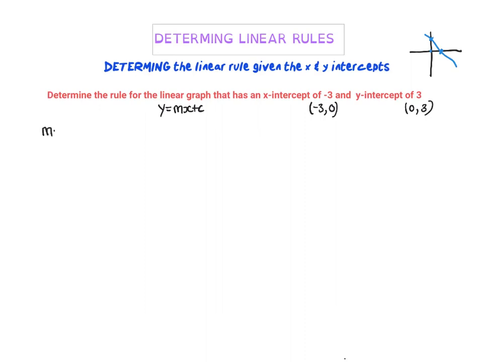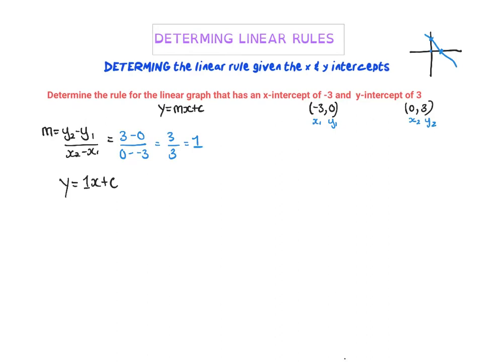So we know that m can be found by using the formula y2 minus y1 over x2 minus x1. So in this case, I'm going to call this first point x1 and y1 and the second point x2 and y2. So when I pop that into the formula, I have 3 minus 0 over 0 minus -3. So we end up with 3 over 3, which could be simplified to 1. So we now know so far that the equation is y equals 1x plus c.